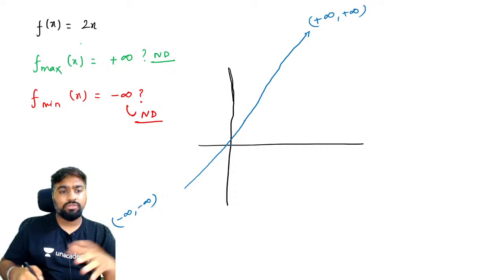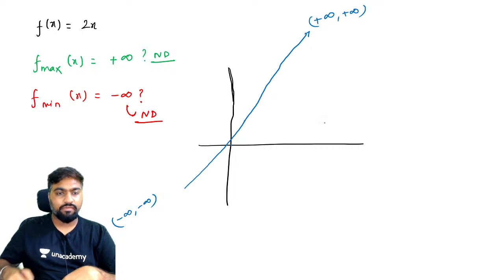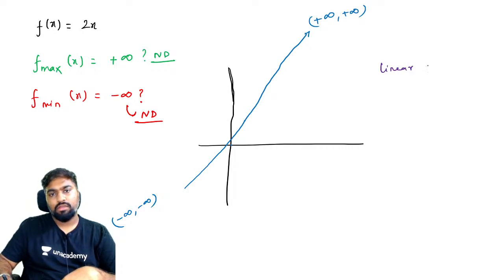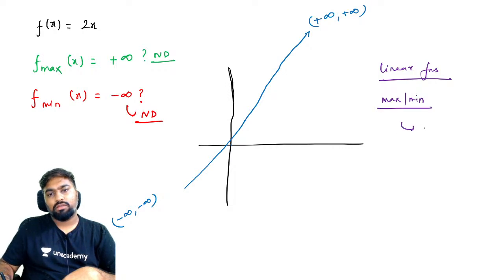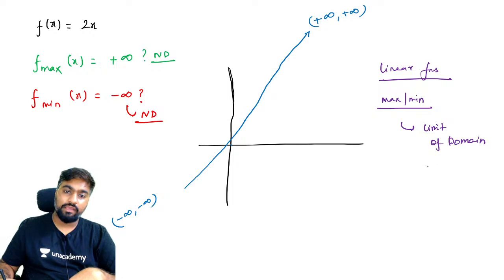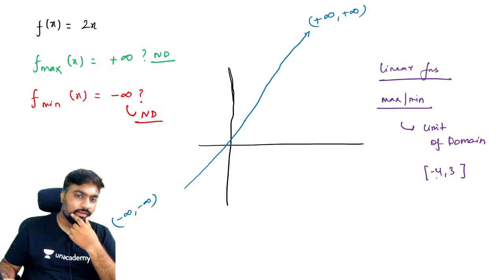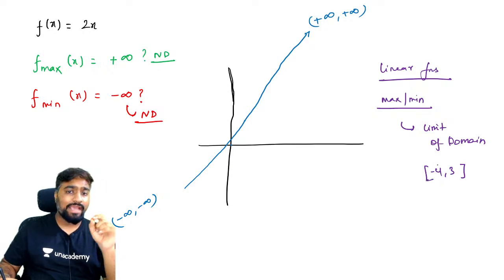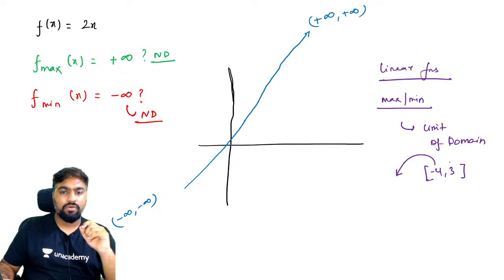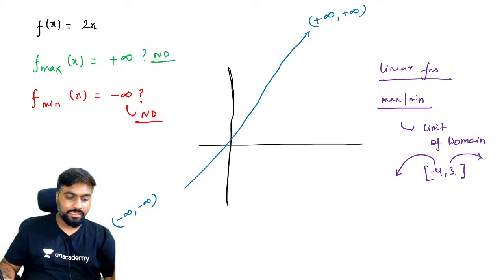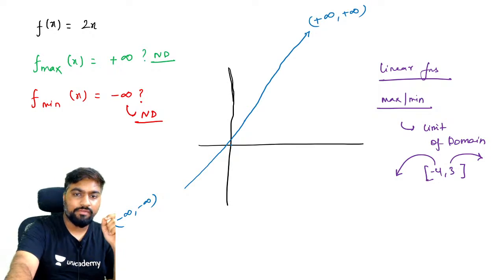So when it comes to linear functions, always remember, for maxima and minimum value, they will give you the limit for the domain. They'll give you possible values of x, something like -4 to 3. So you know that x's least value we are considering as -4 and x's greatest value we are considering as 3. Let's take an example of this.